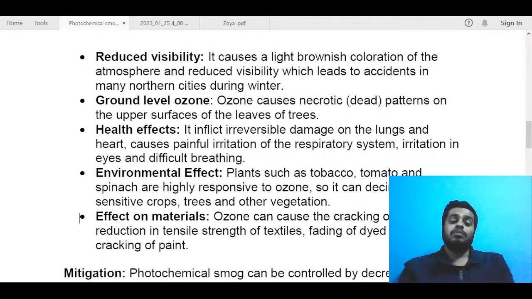So mainly, the first and foremost is reduced visibility. This is a very common knowledge effect. It causes a light brownish coloration of the atmosphere and reduced visibility, which leads to accidents in many northern cities during winter. Irreversible damage on the lungs and heart.